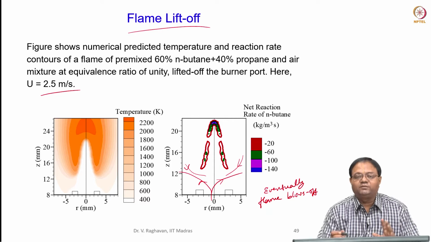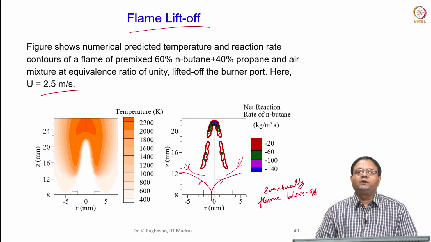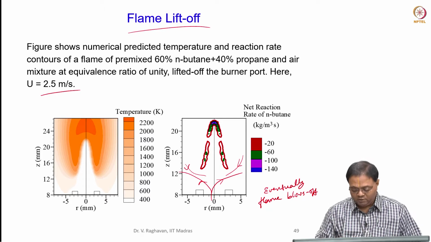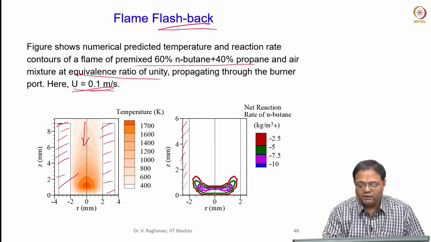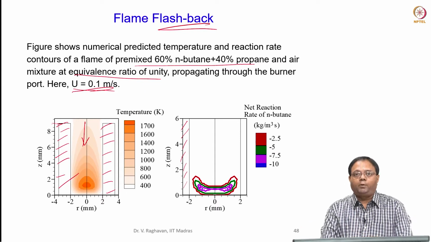There is no way you can sustain this flame easily. So liftoff is that type of instability where there is no control provided from the flame. On the other hand, you can see the flashback is very dangerous because the flame tries to propagate down.